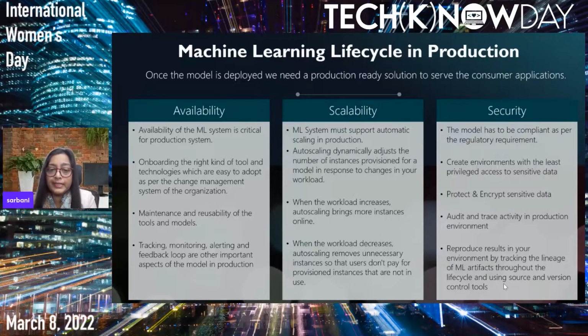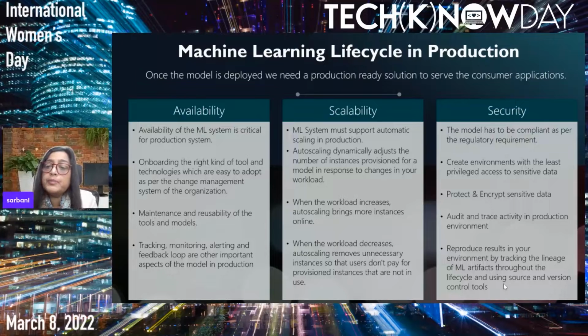The ML system must support automatic scaling in production. When the workload increases, auto scaling dynamically adjusts the number of instances, horizontal scaling, or they can vertically increase the infrastructure configuration. When the workload decreases, auto scaling removes the unnecessary instances or decreases the configuration of the existing system. That way we can maintain the cost.